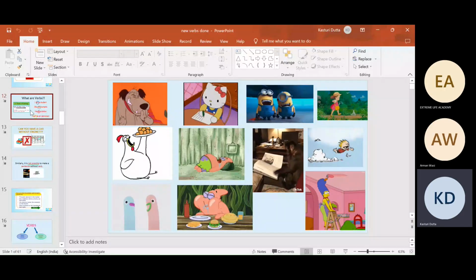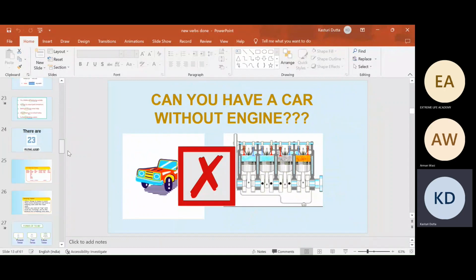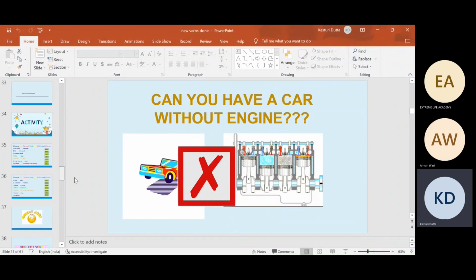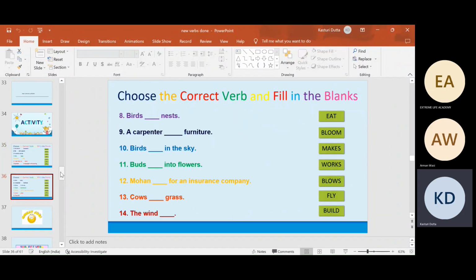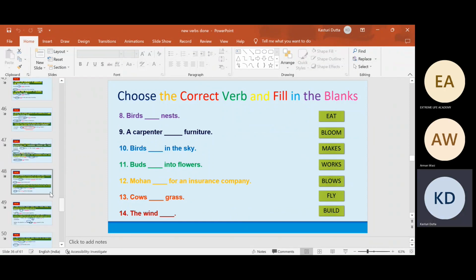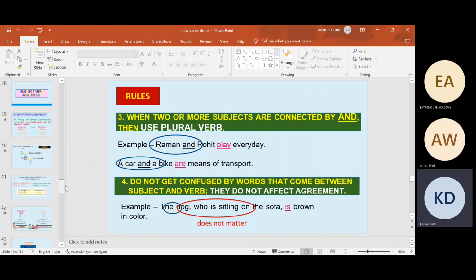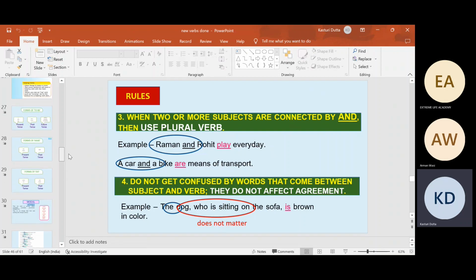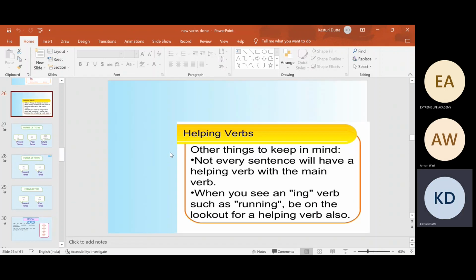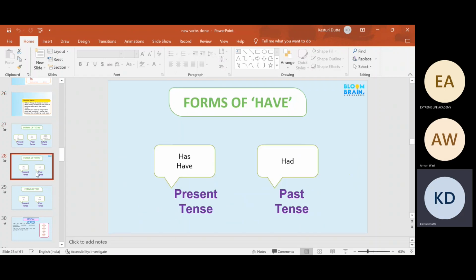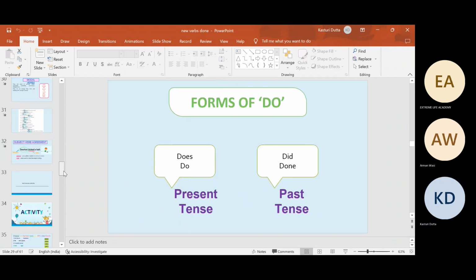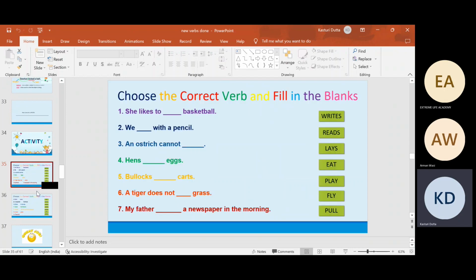See, these were all done. Okay. Can you have a car engine without engine? All these were done. Verbs, I think, is complete. Let's see. It's 26, I told you, na? 26, right? Yeah, 26 was done. 27 was done. This was also done. You just see and tell me which one is left.